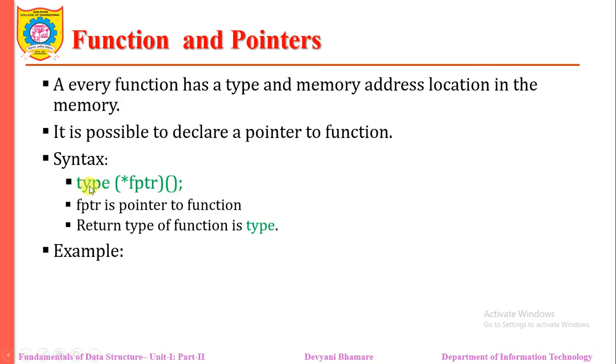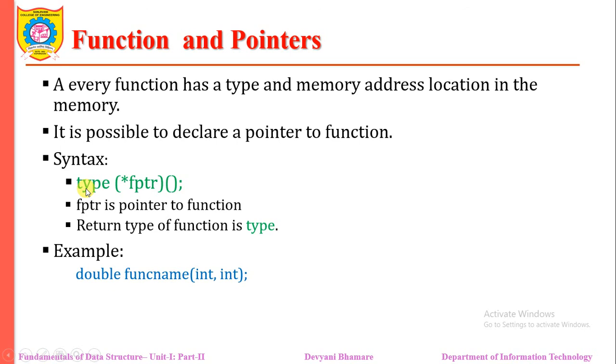So the syntax is type, we need to give the bracket to this star fptr, meaning fptr is a pointer to the function. The opening and closing brackets indicate a function. So what is the type of the returning value? The returning value is type.